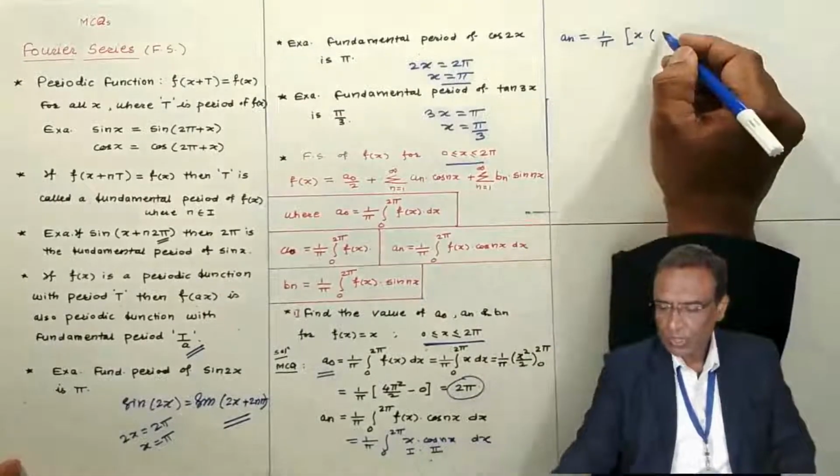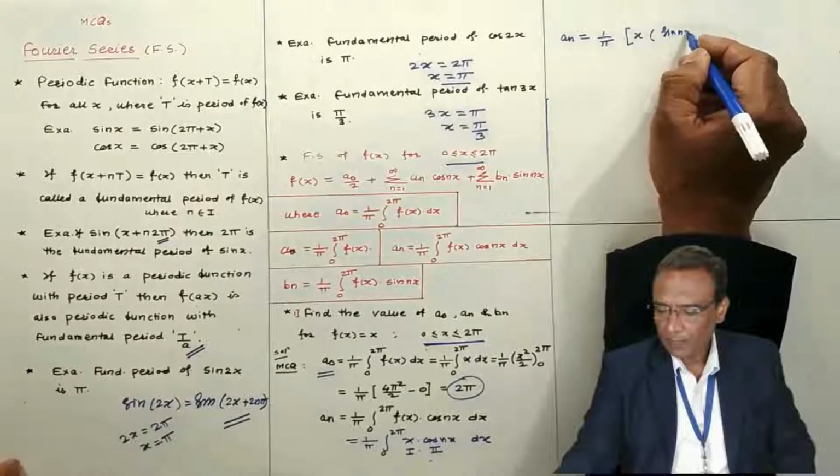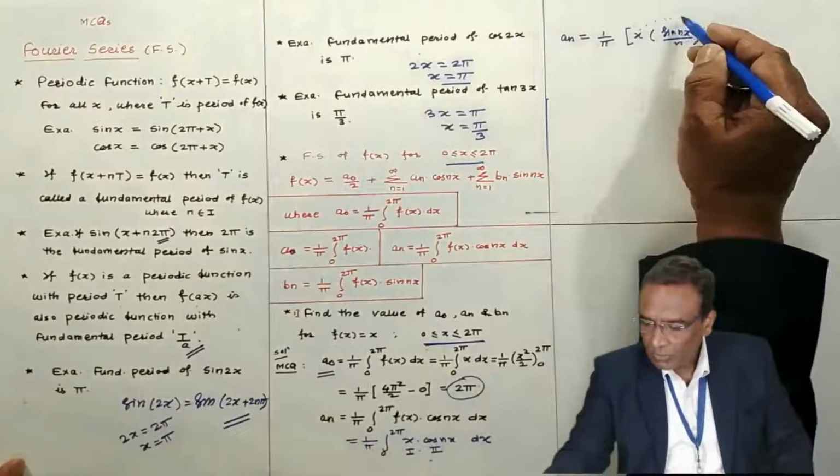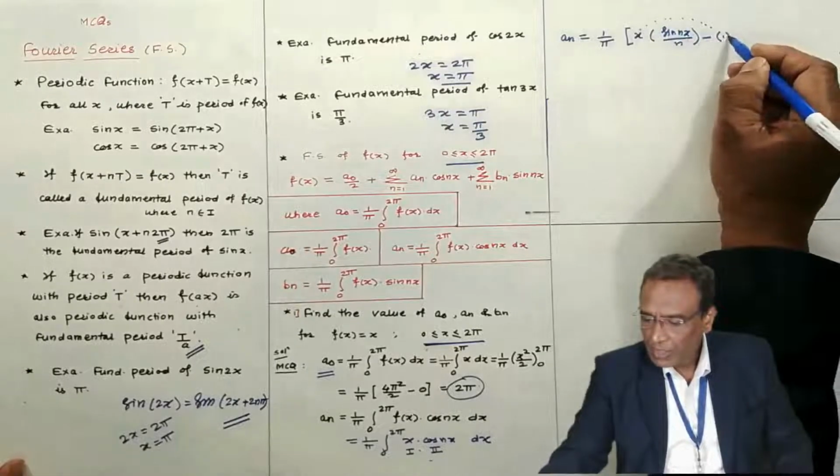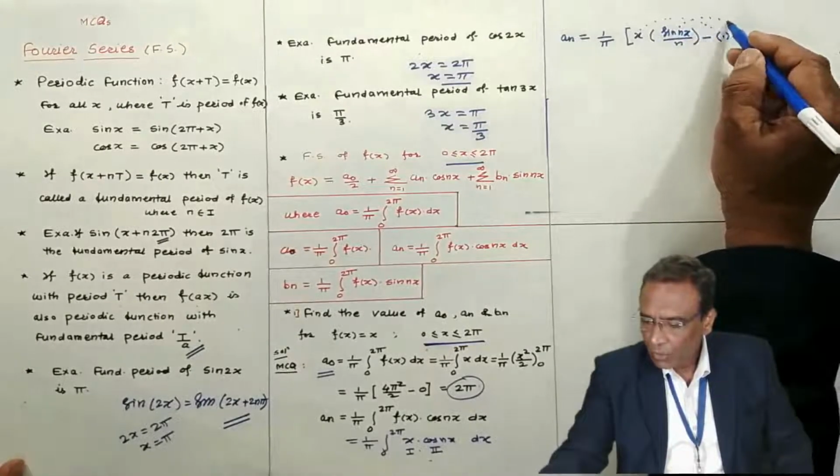Integration of cos is sin nx by n. Once you get the first term, from this term the successive term can be obtained. Derivative of x is 1. Integration of this whole bracket.